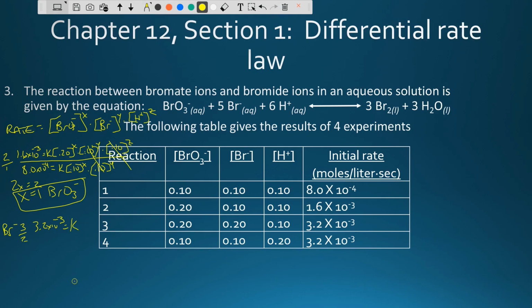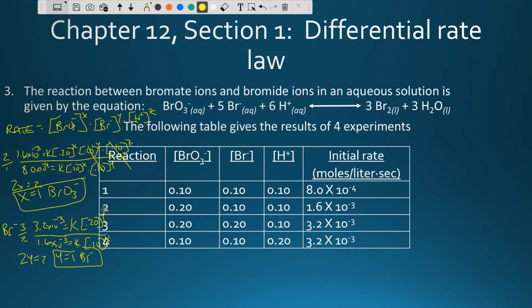Now, we already know this game, don't we? We know that my x's are going to cancel, my y's are going to cancel. Sorry, my z's are going to cancel. So let's just factor in my y's, to make this a little bit simpler on ourselves. And so that's going to be 1.6 times 10 to the negative third equals K, and just my y, because my x and my z are going to cancel. That's going to be to this. And so what do I get? I get 2 to the y equals 2. So y also equals 1, and that's of my bromide.